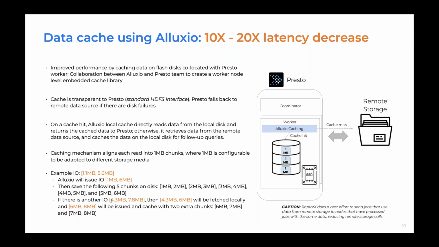So next time if a call comes to read 4.3 MB to 7 MB, we know that we have already cached 4 MB to 6 MB. So the additional request will only be made for 6 MB to 7 MB. So slowly, if our cache iterates with soft affinity and is effective, we see less and less data being read from the remote storage and get huge benefits.